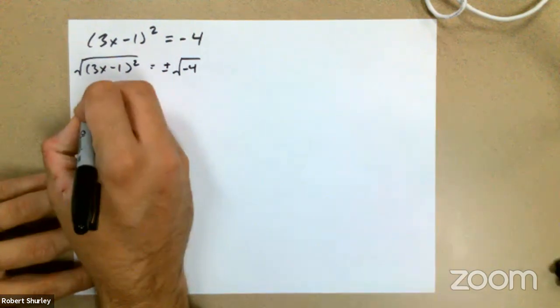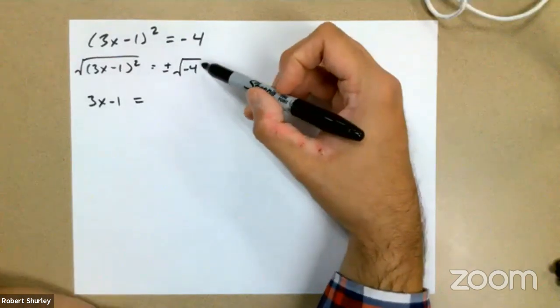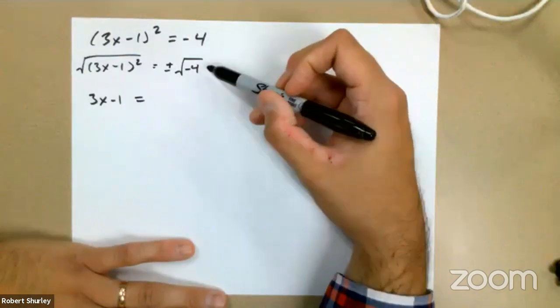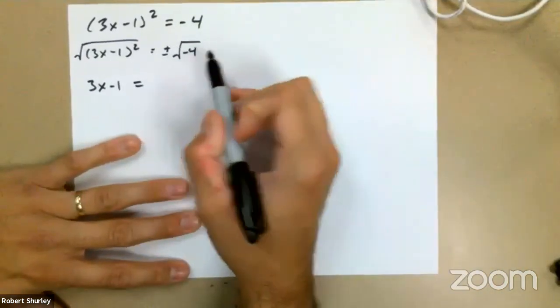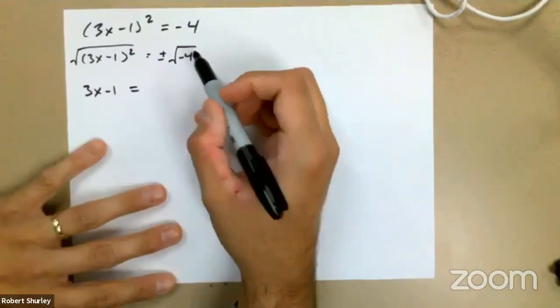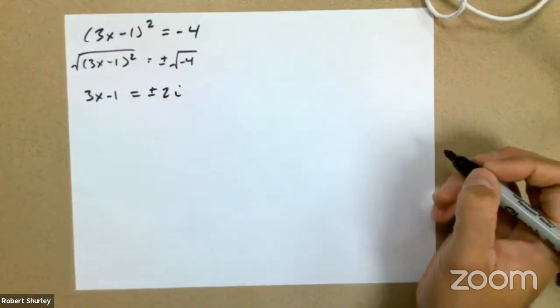So I wind up with 3x minus 1 equals, and you know what? I'm going to just simplify this here. You don't have to wait till the very end to simplify it. I know the square root of 4 is 2. Now it's negative, so this winds up being 2i, right? This winds up being 2i.